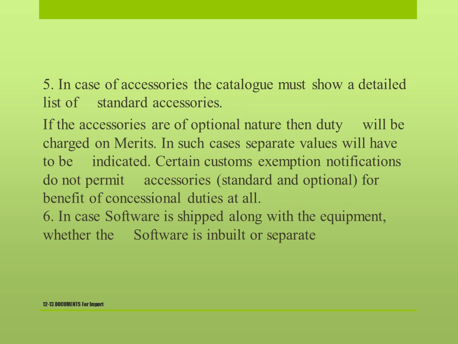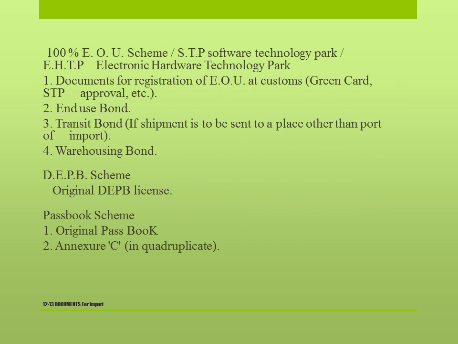In case of accessories, the catalog must show a detailed list of standard accessories. If the accessories are of optional nature, then duty will be charged on merits. In such cases, separate values will have to be indicated. Certain custom exemption notifications do not permit accessories, standard and optional, for benefit of concessional duties at all. In case software is shipped along with the equipment, whether software is inbuilt or separate.